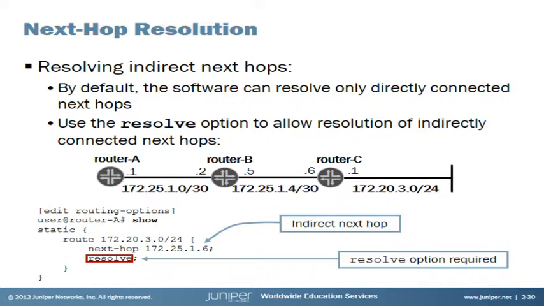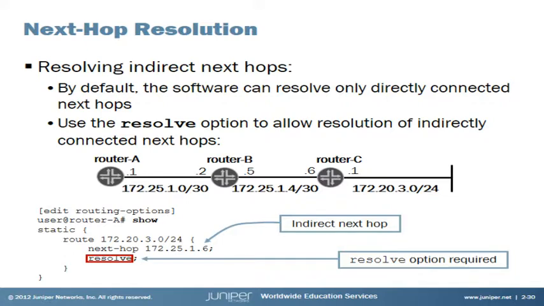Next hop resolution. By default, the software can only resolve directly connected next hops. If you're going to put in a next hop that is not directly connected, so in other words, normally I'm configuring router A. I want to put a route to the 172.20.3 network, which is down the end there, past router C.